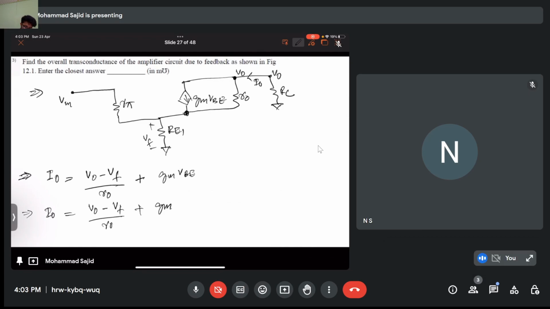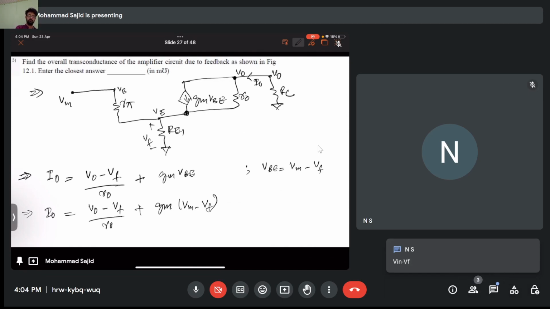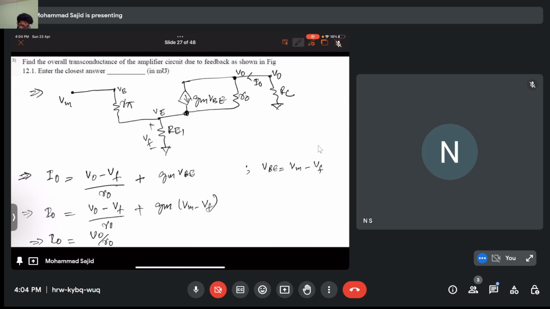And what is VBE? Can you tell me what is VB? It is VB, it is E here. So what is VBE? Will it be V in minus VF, right? V in minus VF. Oh, right. So it will be V in minus VF. So I naught will be V naught by R naught minus VF by R naught plus GMV in minus GMVF.